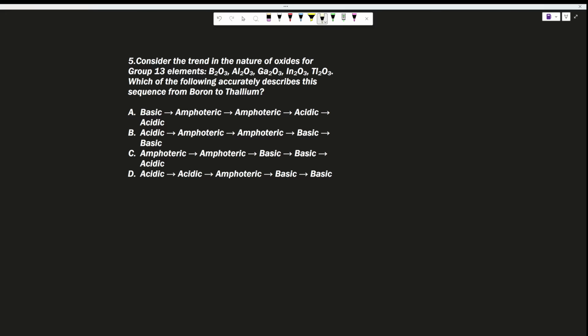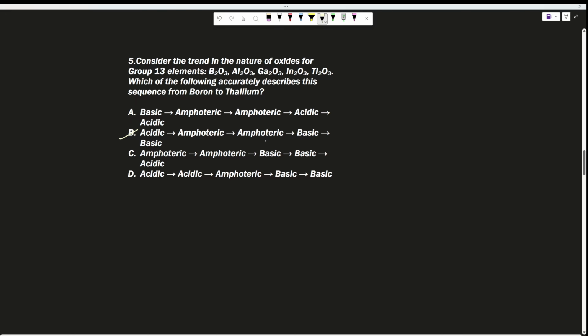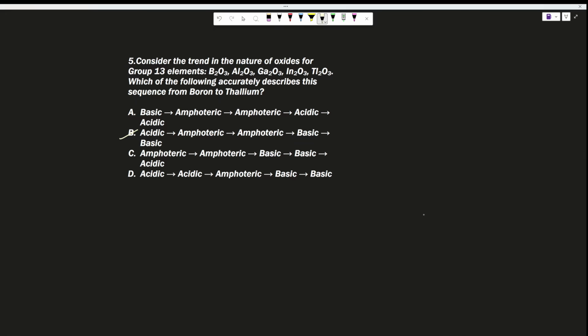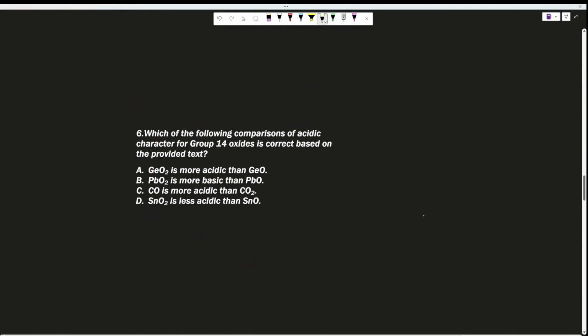Then aluminium and gallium, you know that they show amphoteric nature. Then as you move down the group, metallic nature will increase. So indium and thallium being metallic, their oxides will be basic in nature. So first one acidic, then amphoteric, last two are basic. Next one.